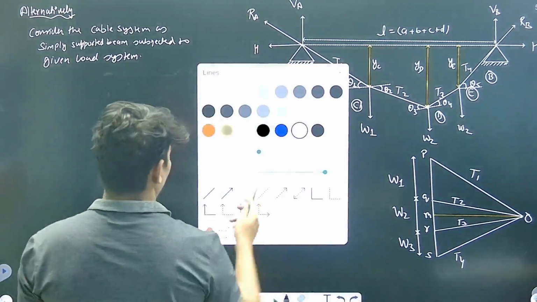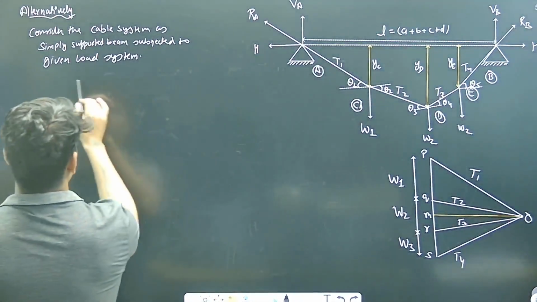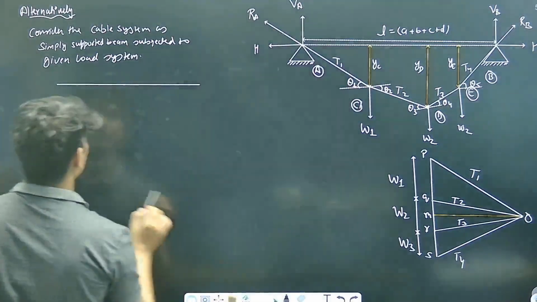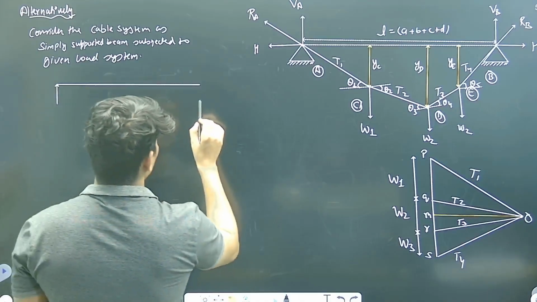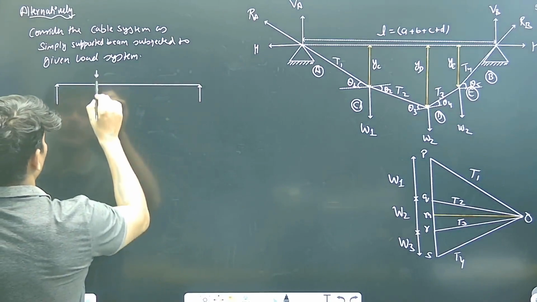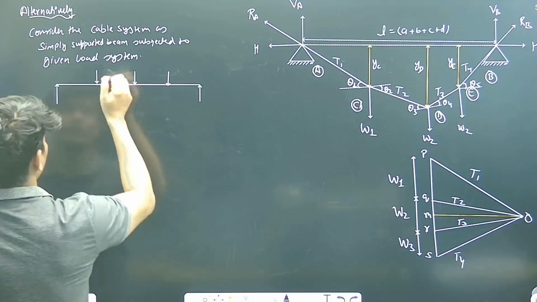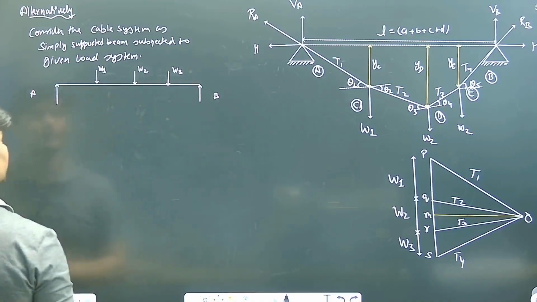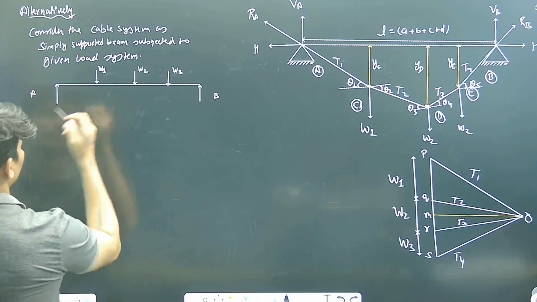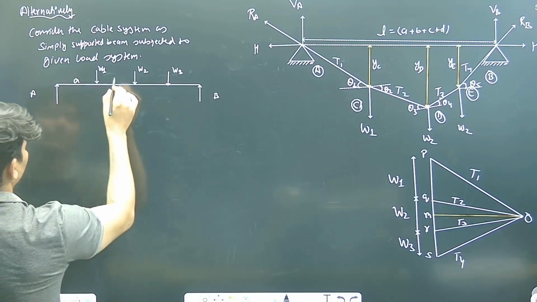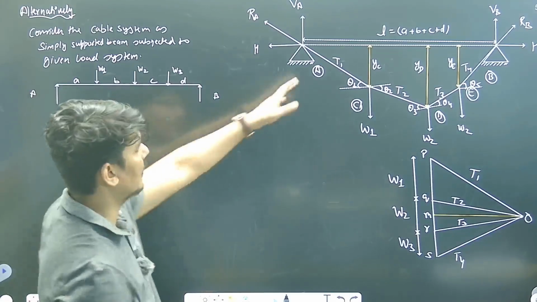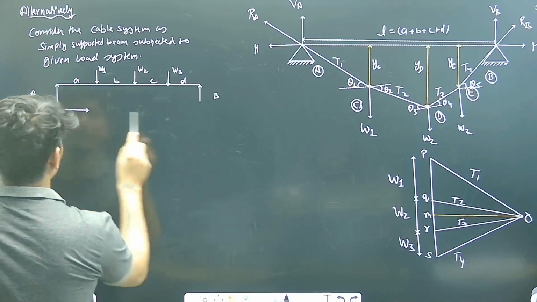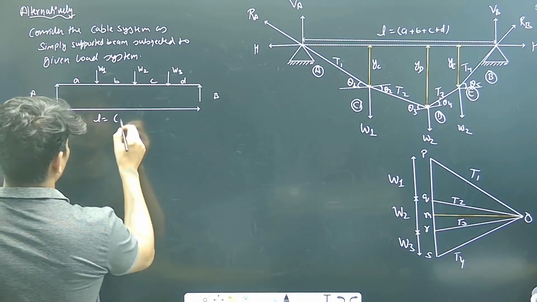Meaning, this cable, the suspended cable, assume it as a simply supported beam. So this is your span A plus B plus C plus D, that is, total length L. And loads are applied like this: W1, W2, W3. The supports A, B. The distance between them is A meters, B meters, C meters, D meters. We assumed it like this. Total length A plus B plus C plus D.